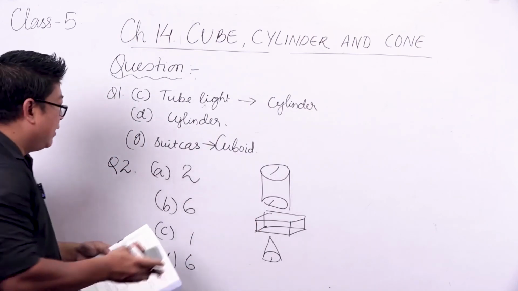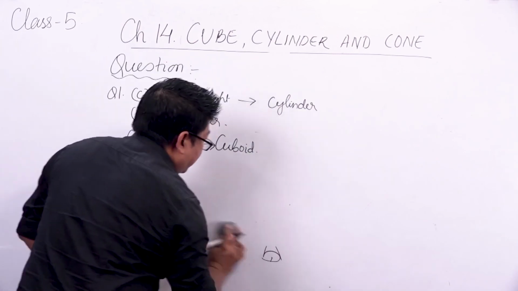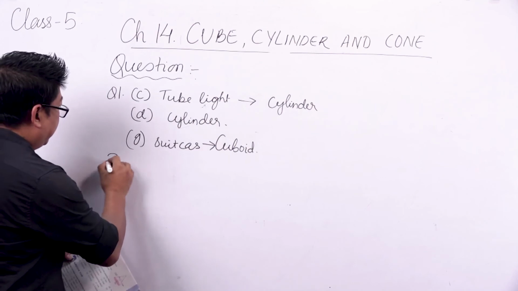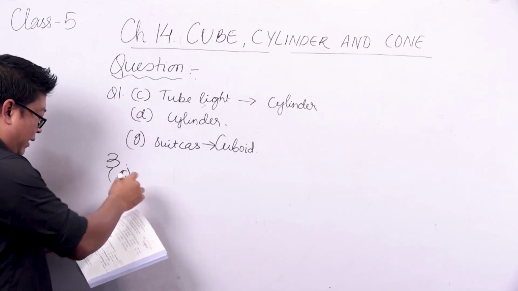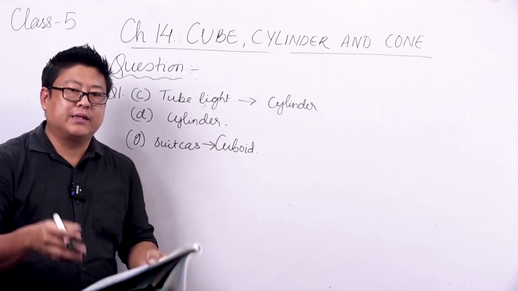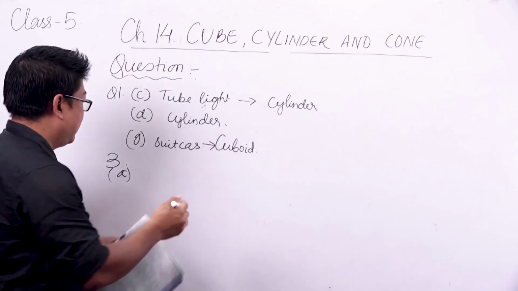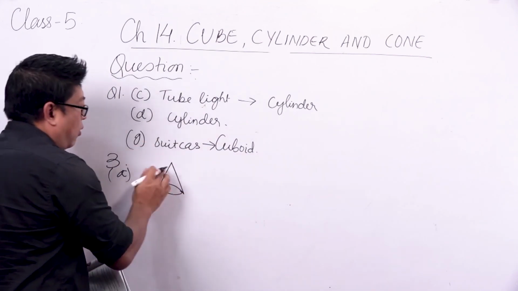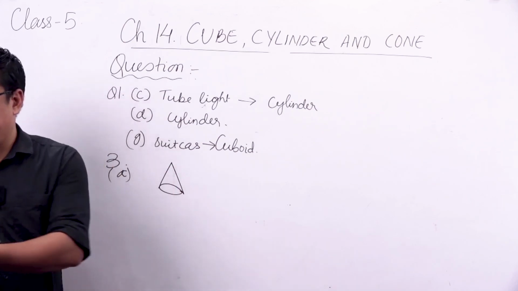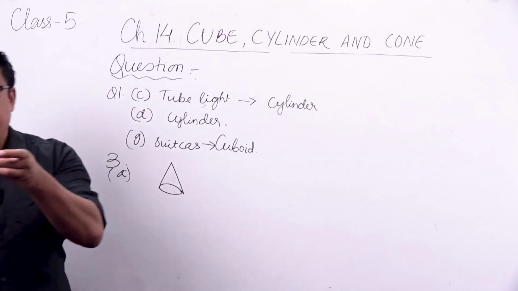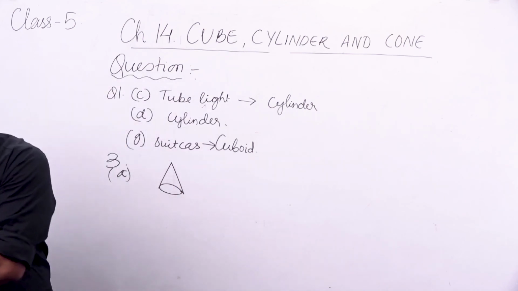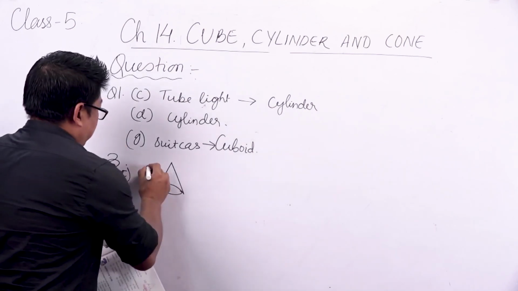Okay, children? Similarly, if you look at question number 3, write the number of curved surfaces present in the following solids. A, cone. A cone looks like this. Only 1 curved surface, okay? Only 1 curved surface. So the answer will be 1.